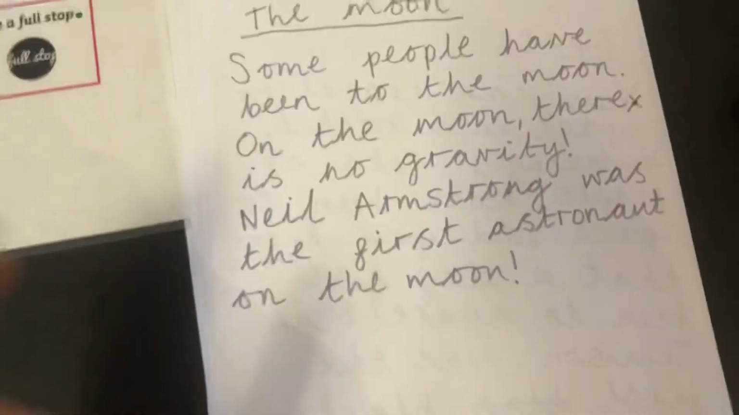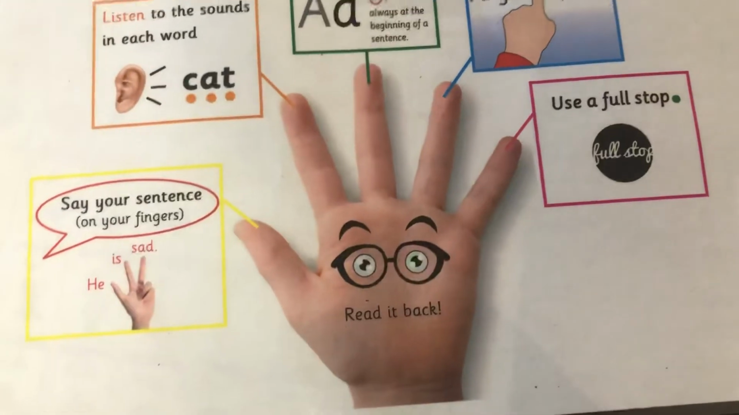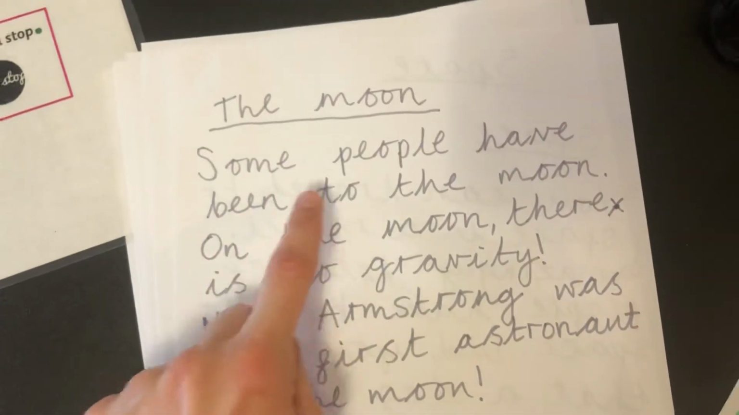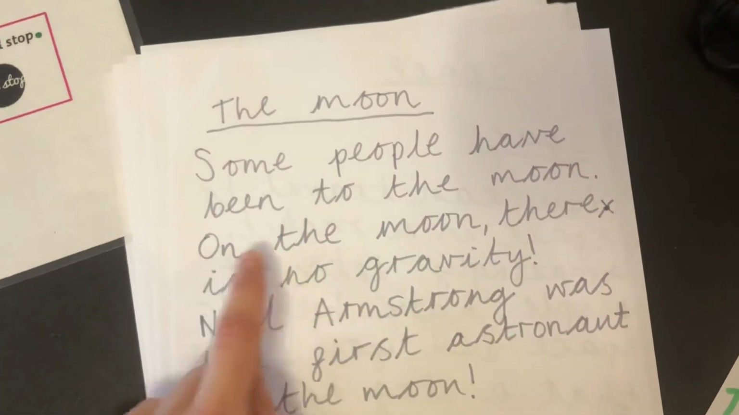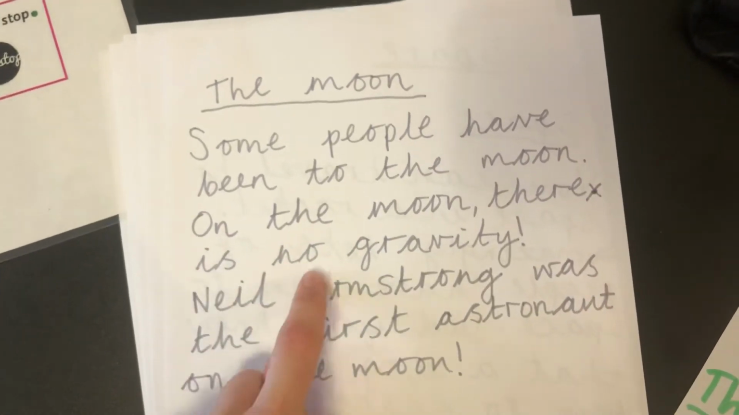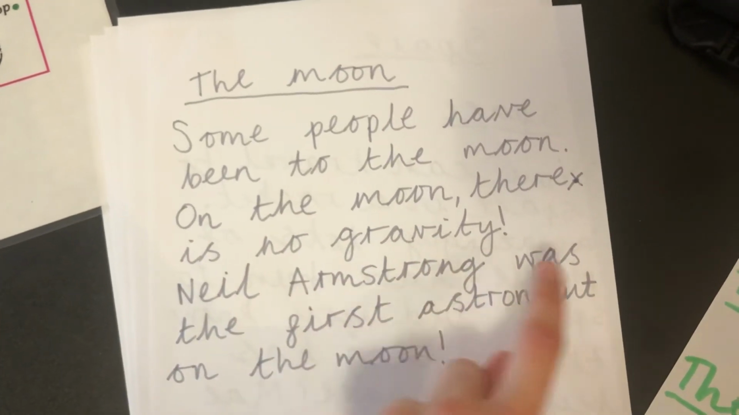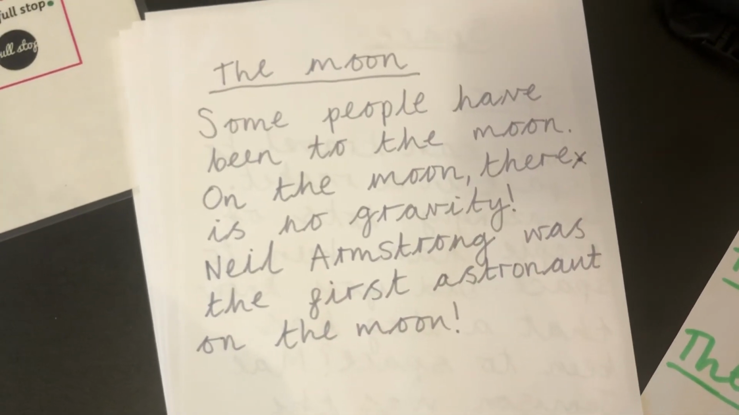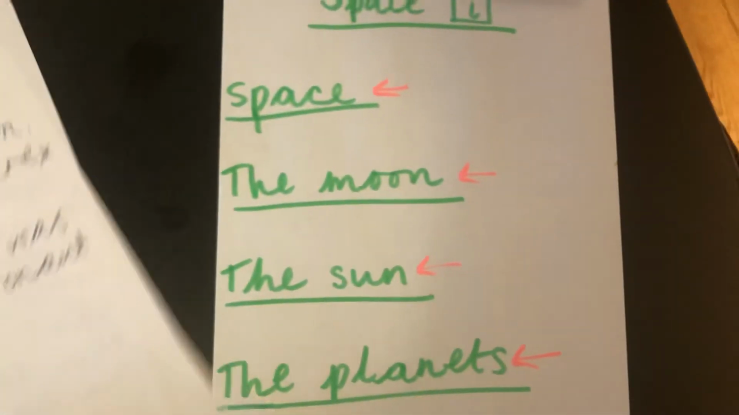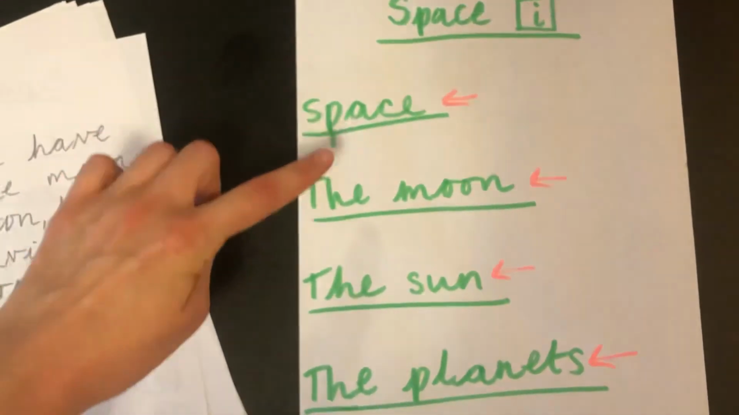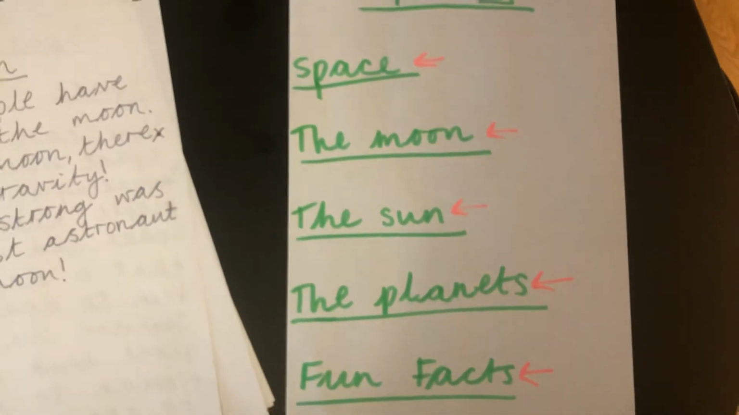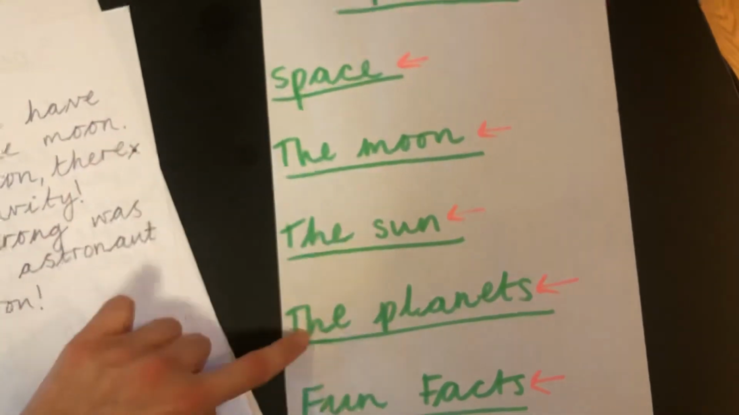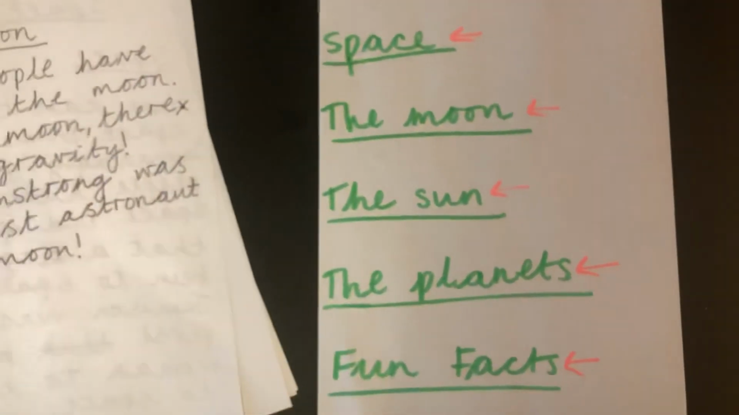So let me just check it back, read it back. That's one of our really important parts of the 5-finger check. The moon. Some people have been to the moon. On the moon, there is no gravity. Neil Armstrong was the first astronaut on the moon. I think that's fine, that makes sense. Then you guys will keep going and you will choose another subheading to write about. You might want to write about all of them if you're going to really challenge your brain, but you have to choose 3. So you could do 1, 2, 3, it's up to you.